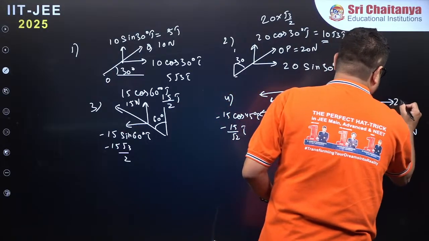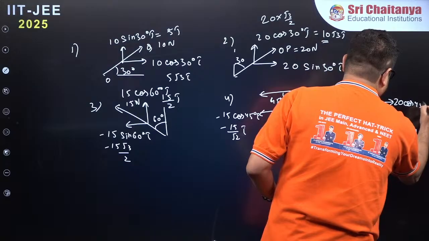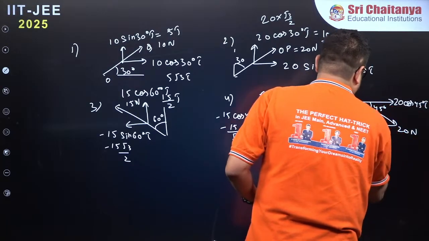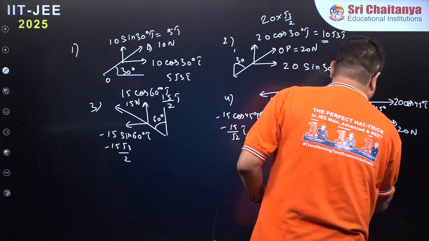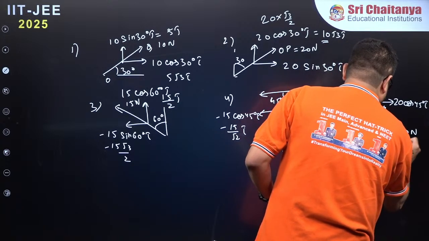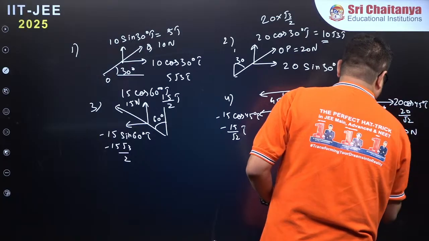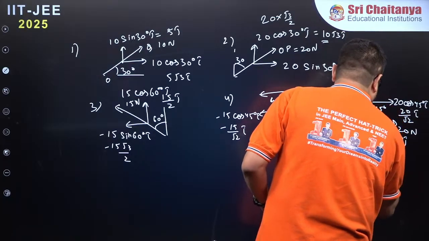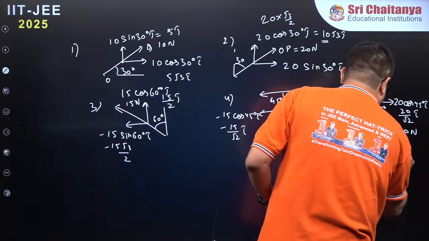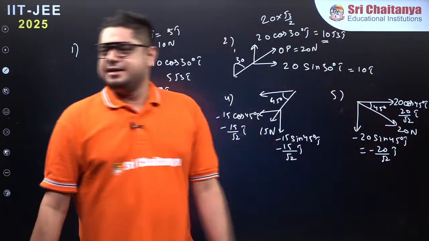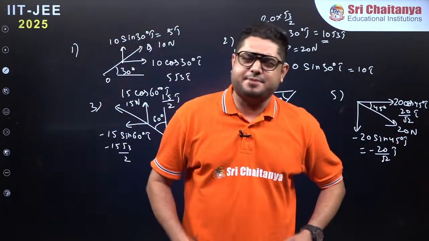So the x component is going to be 20 cos 45 degrees i cap, and the y component over here is going to be minus 20 sine 45 degrees j cap, isn't it? So 20 cos 45 is going to be equivalent to 20 by root 2 i cap, and over here I can write it down as minus 20 by root 2 j cap, isn't it? I hope the resolution is clear. If yes, give a thumbs up, hit the like button.